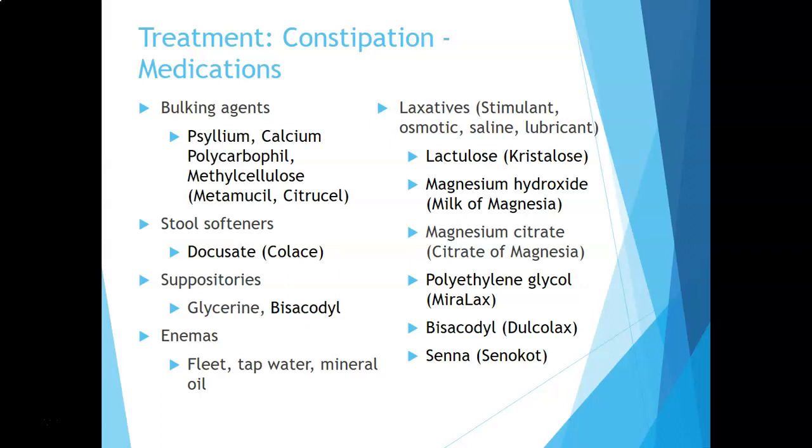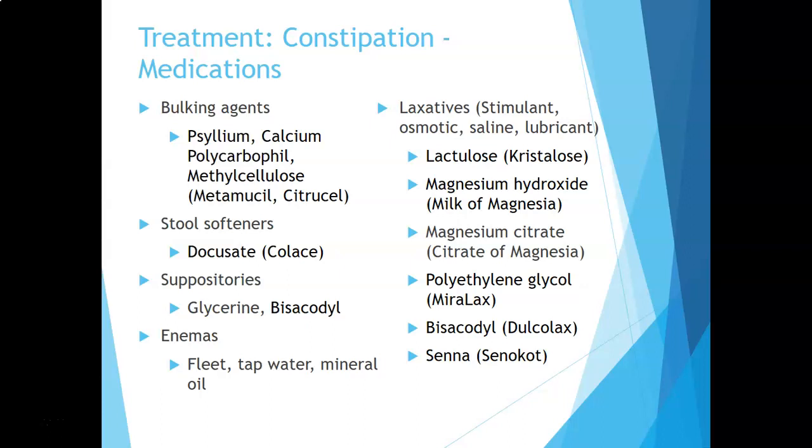So for bulking agents like Citracel or Metamucil, these cause water to be retained within the stool. It's important to make sure you're giving them with a full glass of water. Stool softeners draw water into the bowel to soften stools. They do not cause peristalsis. These are generally the drug of choice for those who use laxatives routinely. They absorb irritating substances and soften stools.